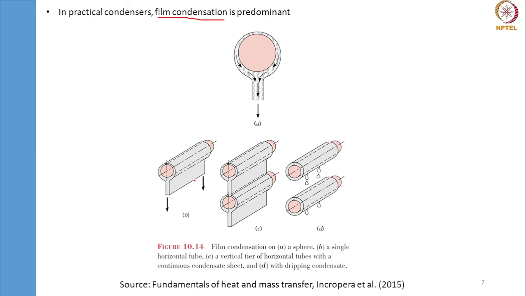So in filmwise condensation, if there is only one tube, as you see in this figure A, the condensate just drops down because of gravity.